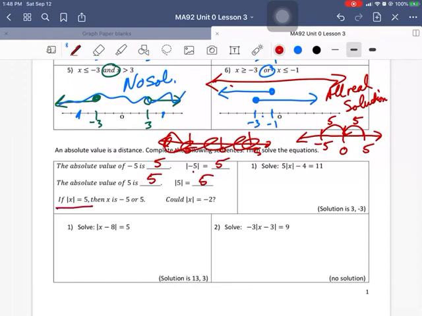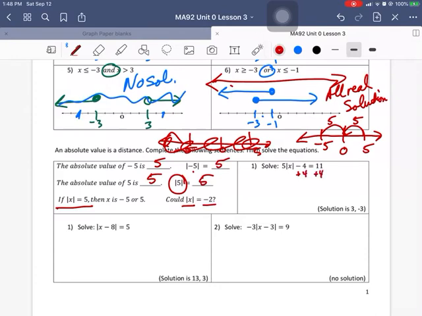If the absolute value of x is 5, then x is a negative 5 or a 5. So when we solve absolute values, we need to know that this x could be two different things. That's why it's going to be split to be solved. Could the absolute value of x equal a negative? No, it cannot, because remember, absolute values represent a positive number. It's because it's a distance. All right, so that's how I remember it anyway.